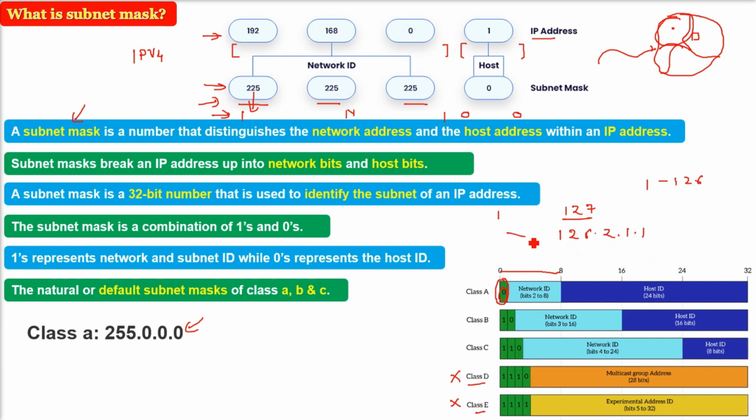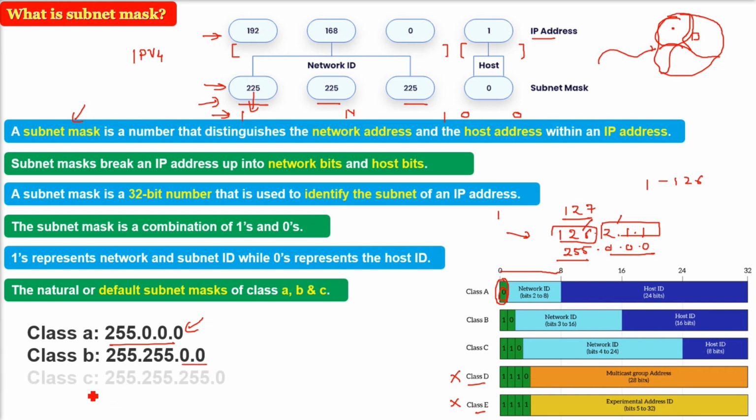255.0.0.0. So when you have any IP address, say for class A, then if you want to find out what is the network address and what is the host ID, you just have to apply the subnet mask to the IP. The first part in class A is the network and the other 3 octets define the host. Similarly, class B, the natural or default is 255.255.0.0. Class C is 255.255.255.0. So all of this which I am rounding, these are actually telling that this is the network.